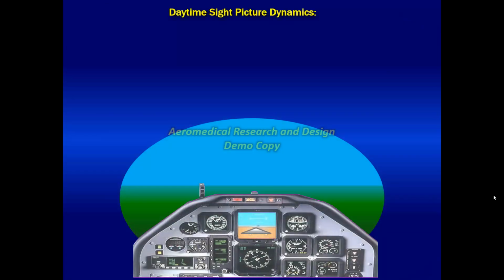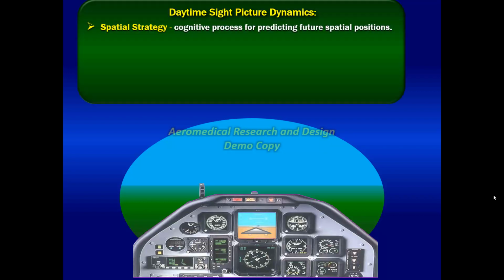Since AeroMedical researchers have determined that well-defined spatial strategies are essential for recognition and prevention of black hole illusion, as well as other types of disorientation, it is important to understand how sight-picture dynamics significantly impact pilot spatial awareness. In general terms, the word spatial strategy refers to having a plan of action aimed at achieving a particular goal. However, when applied to spatial problems, a spatial strategy may be defined as a cognitive process that allows one to sense spatial patterns for the purpose of predicting and manipulating future spatial positions.